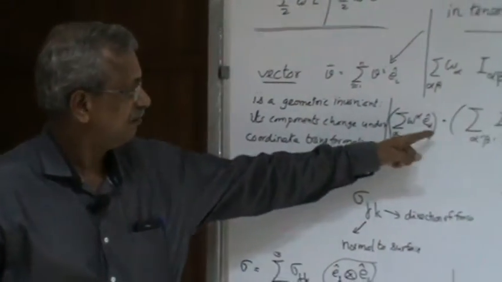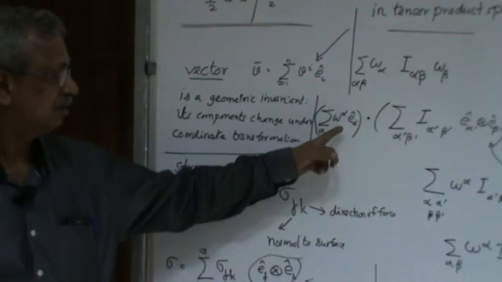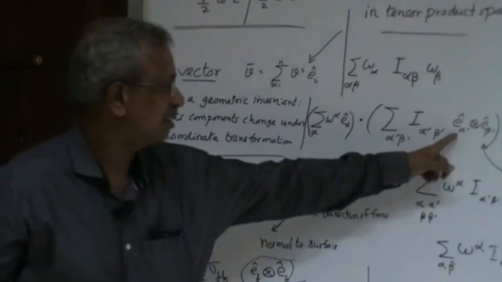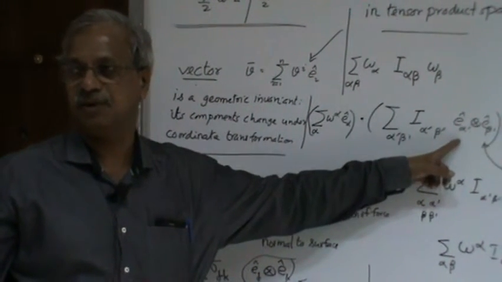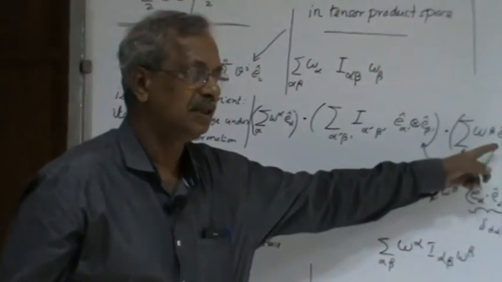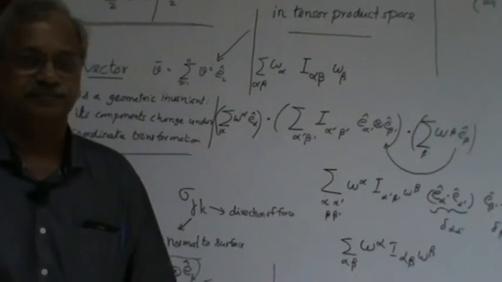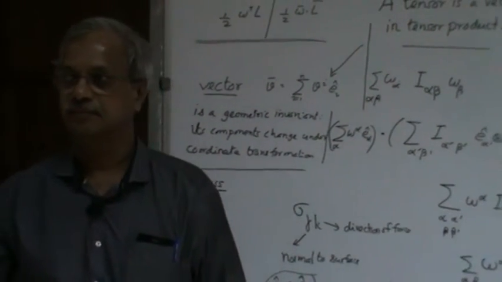When I put some vector on this side and say put a dot product, that vector dot product has to be done with the first component of this tensor product space. And when I put a dot product from the right here, we have to take the dot product with the vector sitting on this. Got it?